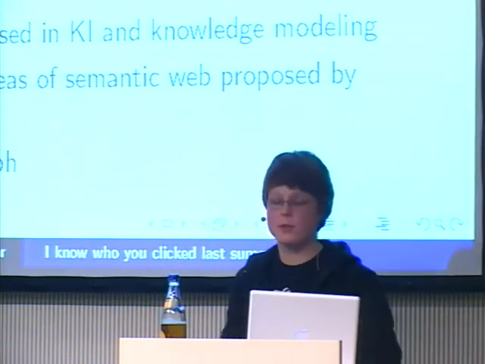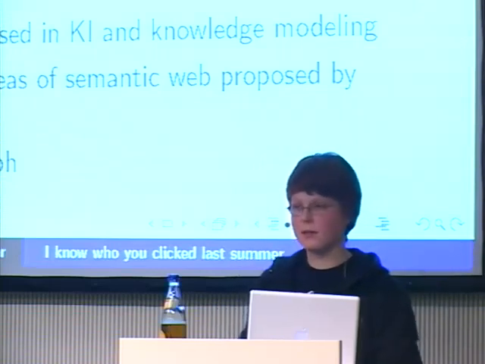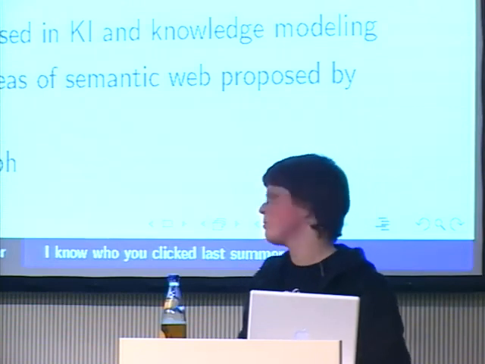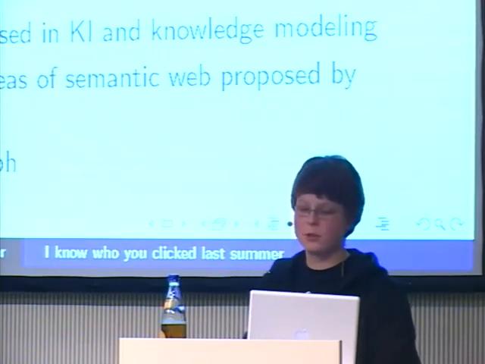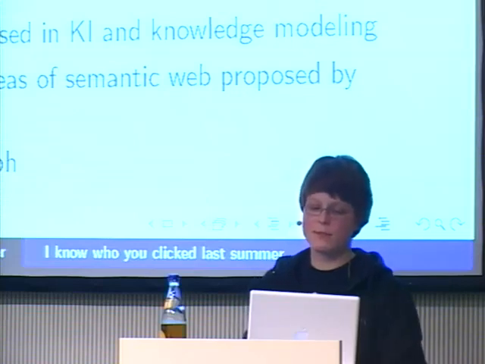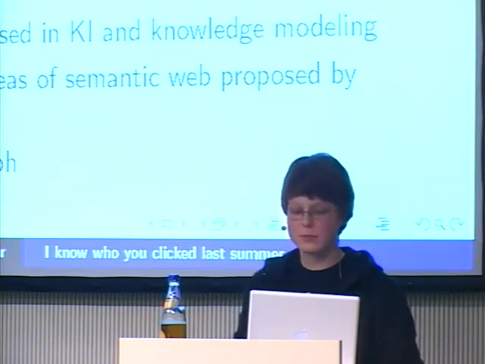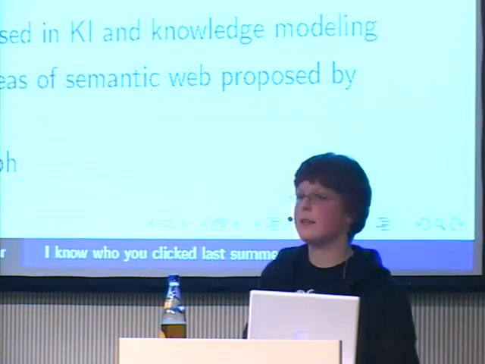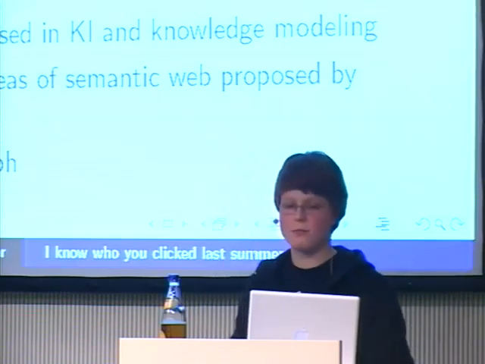Ontology was first a philosophical term, but was later used in artificial intelligence and knowledge modeling. Today it's one of the basic ideas of the semantic web, as Tim Berners-Lee proposed. And the trick is that every ontology can be modeled or expressed as a graph.